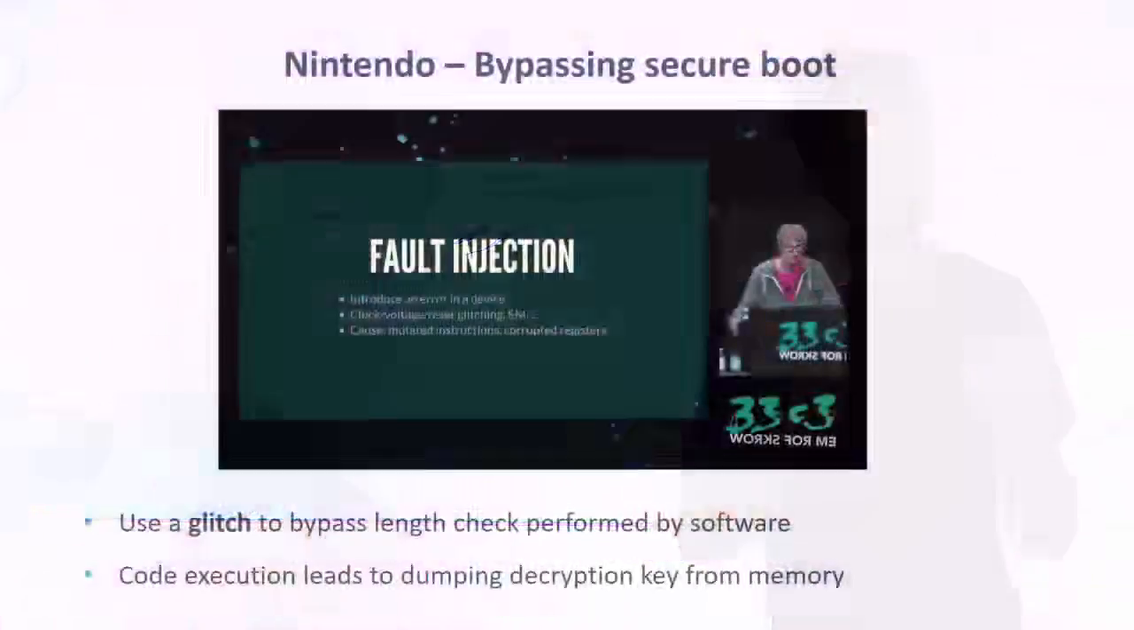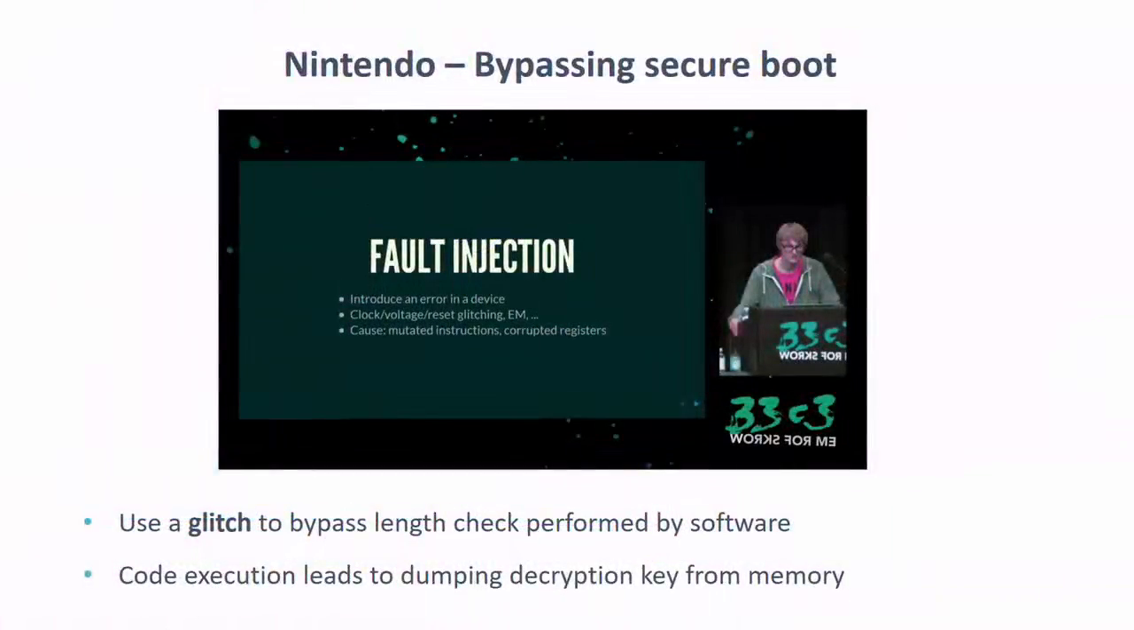In similar fashion, the guys looking into Nintendo figured out that by injecting a glitch, it is possible to bypass a length check that was used during boot that guaranteed that an image that was loaded in was not too large. And by bypassing this check, it also resulted in code execution and access to the asset they were interested in, the key that was only accessible at that moment in time.